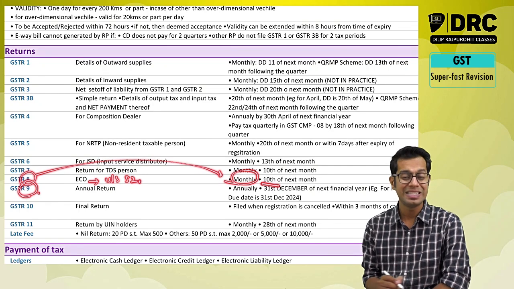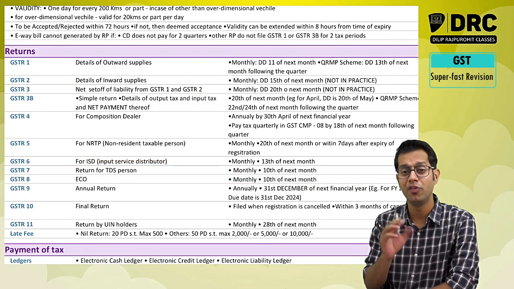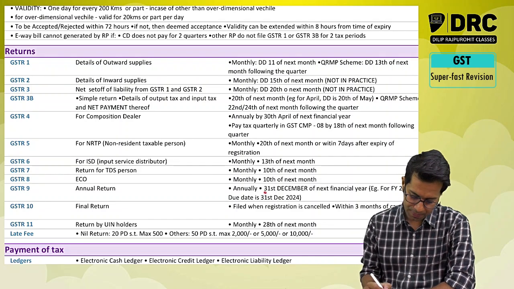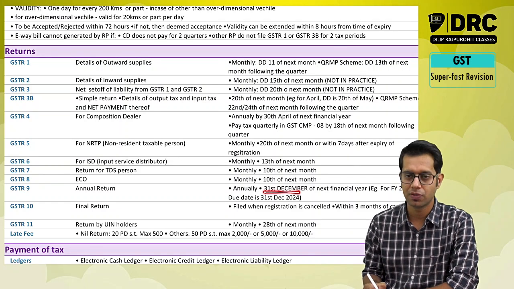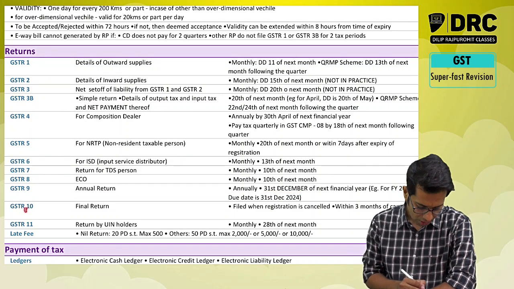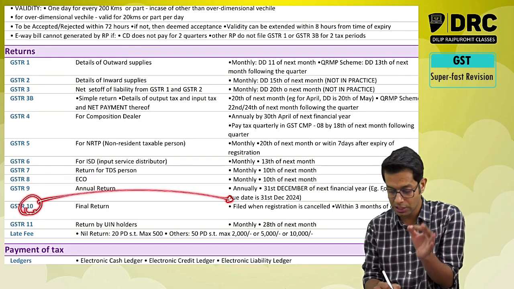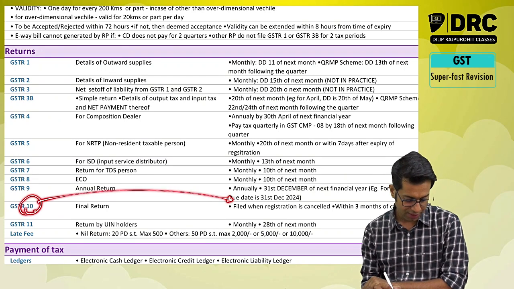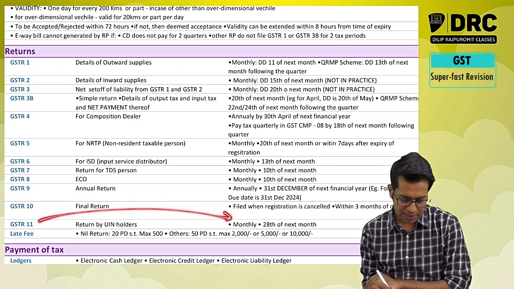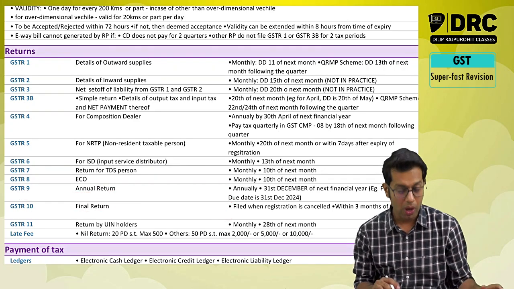GSTR9 is an annual return which is required to be filed by every registered person. The due date is 31st December of next financial year. GSTR10 is the final return. Once your registration is cancelled, within 3 months from cancellation of your registration, you should file this GST final return. GSTR11 is a return which is required to be filed by UIN holders.